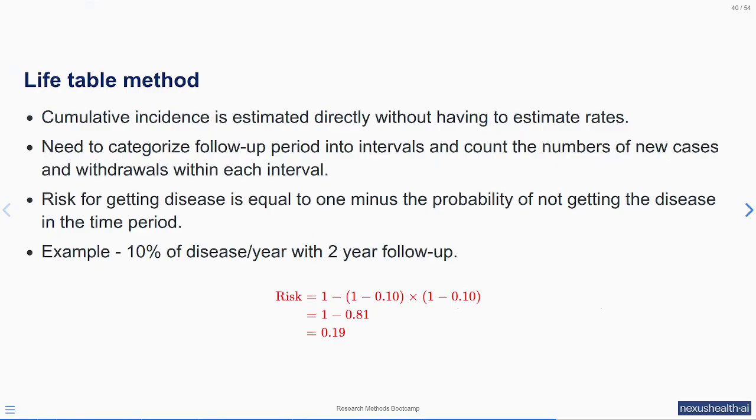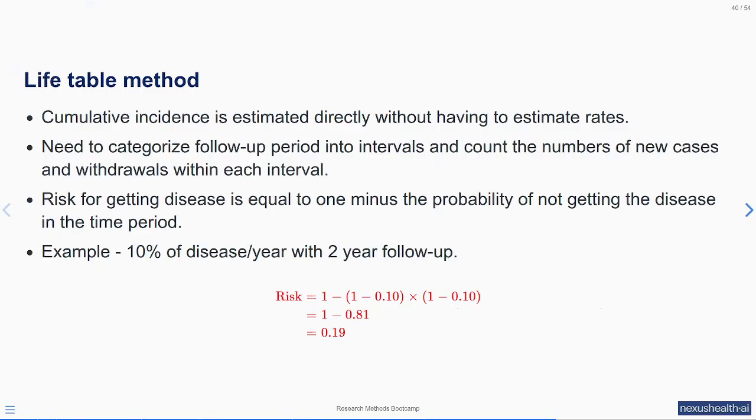So for example, if there is a 10% risk of disease each year, within a 2-year follow-up period, the cumulative risk is simply 1 minus the probability of not developing the disease in the first year, times the probability of not developing the disease in the second year.